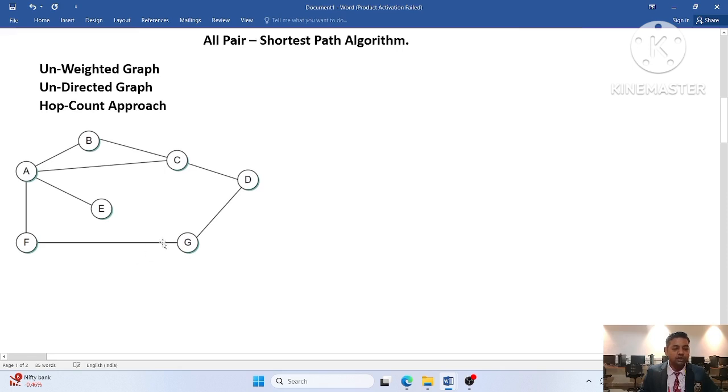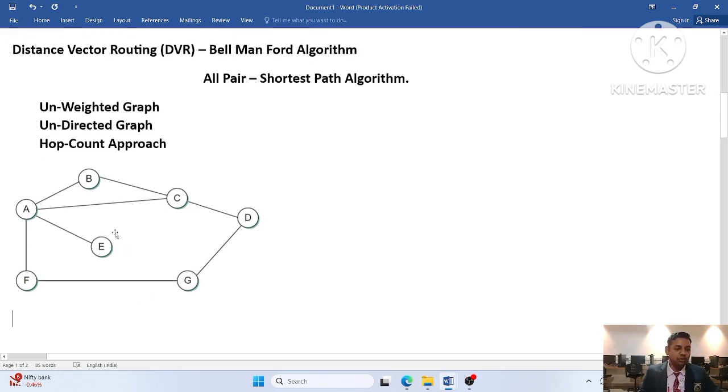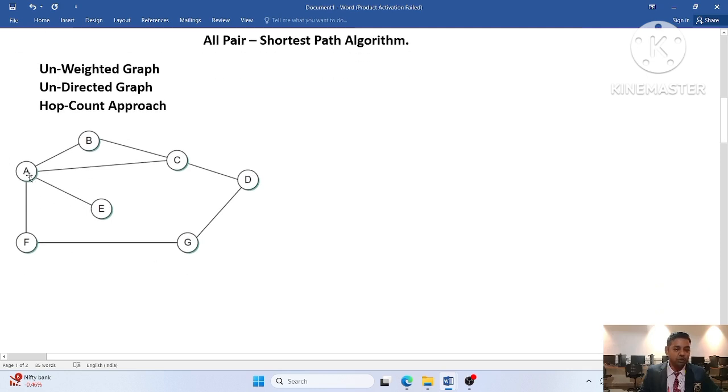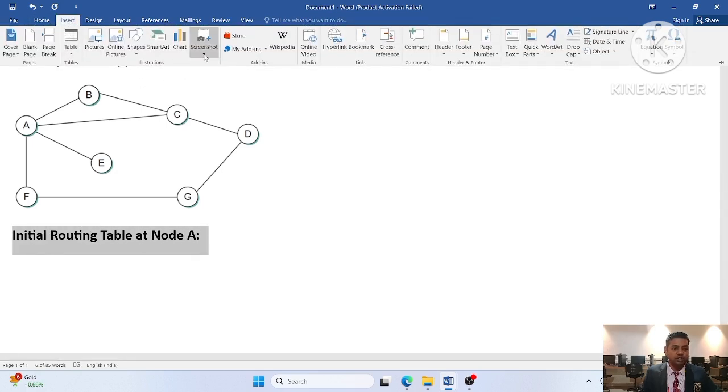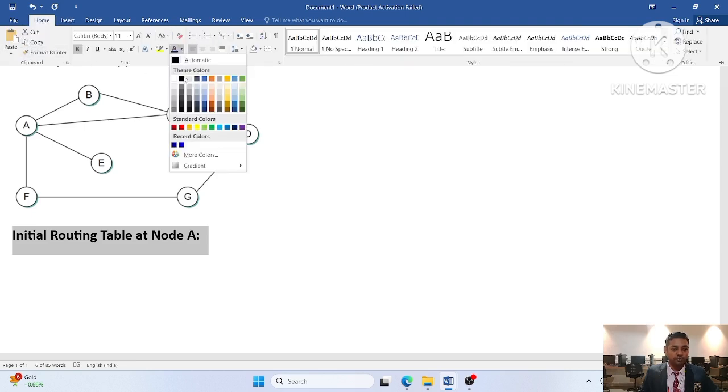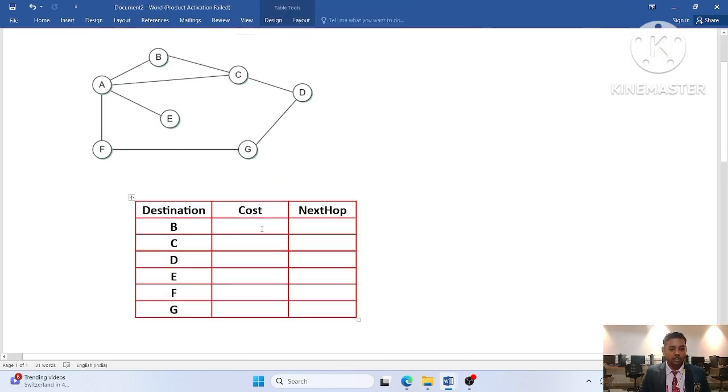So first we have to construct the routing table for a specific node. First I'm going to take node A and construct the initial routing table for it. How to construct? I have to find the distances for reaching the other nodes from the source node A.